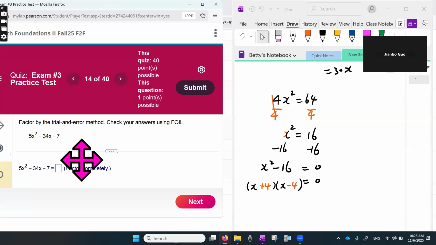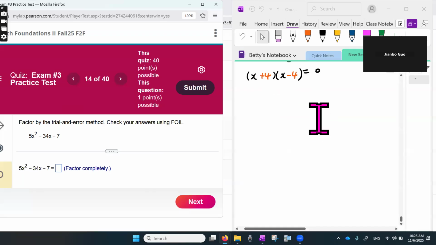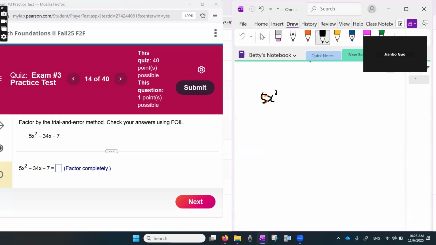Number 14, factor. Just forget about those methods. I think the method I teach in the class is easier to use. So let's see, 5x squared minus 34x minus 7. GCF is 1, right? In fact, all three coefficients are prime numbers. So we are going to apply the slide divide slide method. We have x squared minus 34x minus 35.